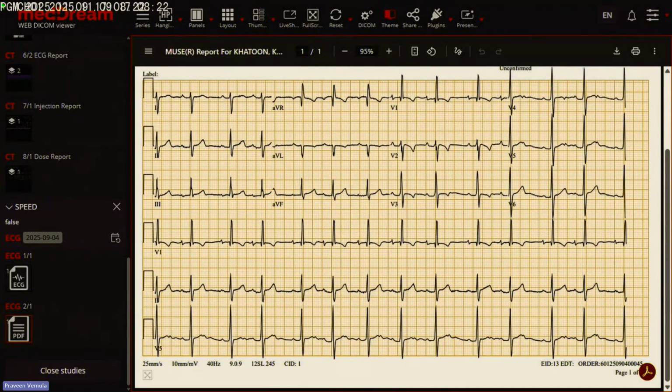The standard 12-lead ECG. Sinus rhythm. Heart rate around... regular rhythm. The heart, sorry, there is a regularly irregular rhythm. There is one premature atrial ectopic present after that. It is the fourth beat.